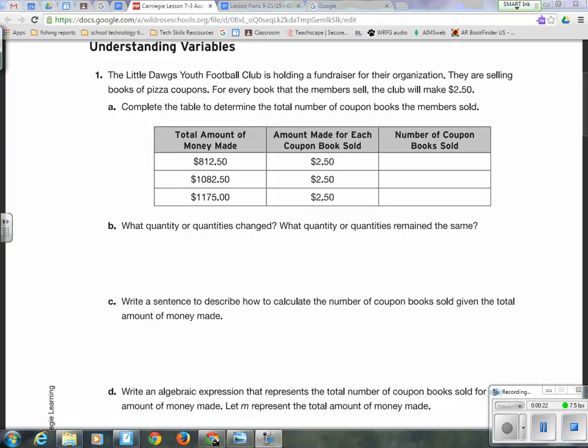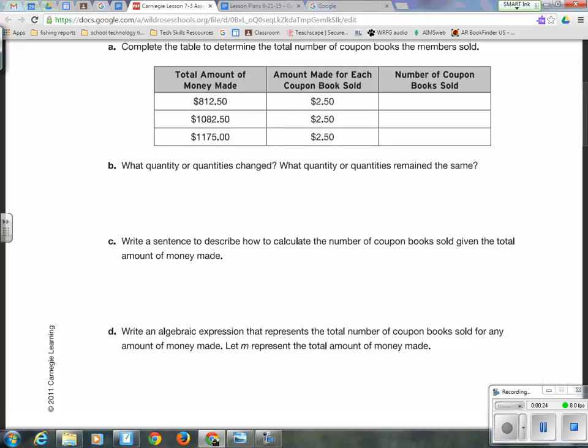All right, well, we look at this table. Basically, we got a big pile of money. And in order to get this big pile of money, we put $2.50. They sold a number of coupon books. For each coupon book that they sold, they made $2.50. With the total amount of money, what does this sound like? What kind of problem does this sound like in order to figure out the number of coupon books sold?